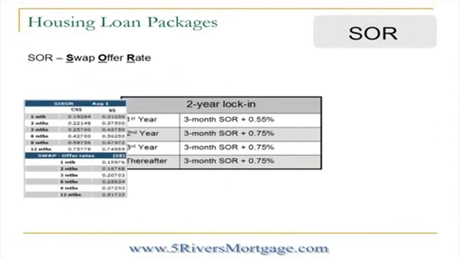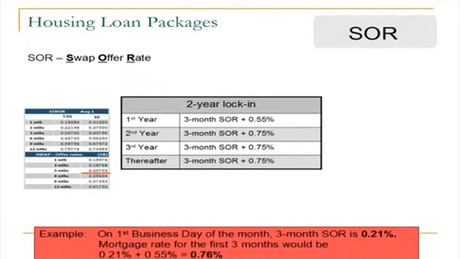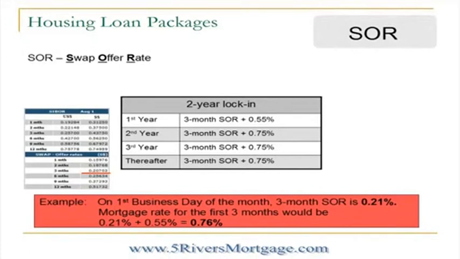This is what a typical SOR package would look like. It would have the lock-in period as well as a premium that is being charged above the SOR rate. Let's take a look at the following example. Where the current 3-month SOR rate is 0.21%, the interest rate that you would be charged would be this 0.21% plus the premium of 0.55%, thus making it a total of 0.76%. As the rate that has been used again is a 3-month SOR rate, this interest rate would change every 3 months.